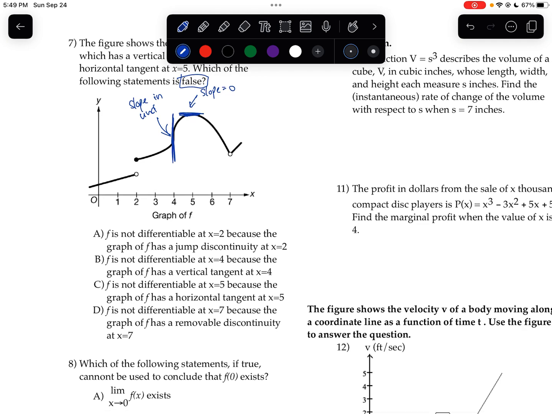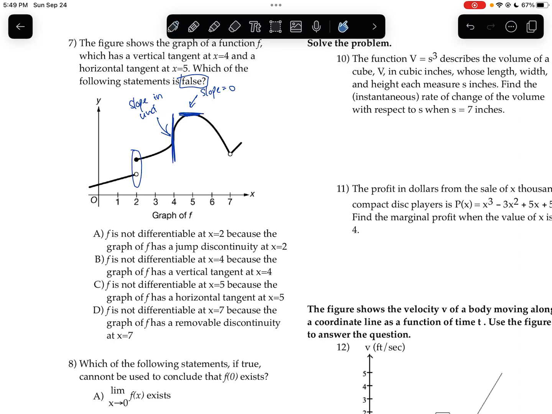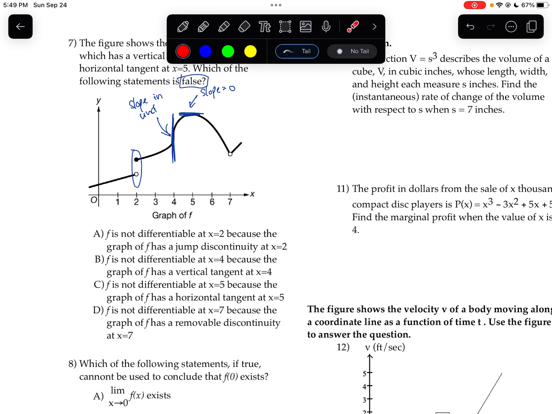A, f is not differentiable at x equals 2 because the graph has a jump discontinuity. This is a true statement, and we're looking for one that is false. So that's true, it's not differentiable there. B, f is not differentiable at x equals 4 because the graph of f has a vertical tangent. That is true. It is not differentiable here because the slope is undefined.